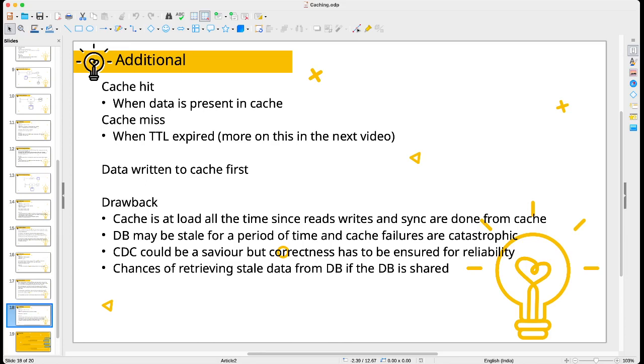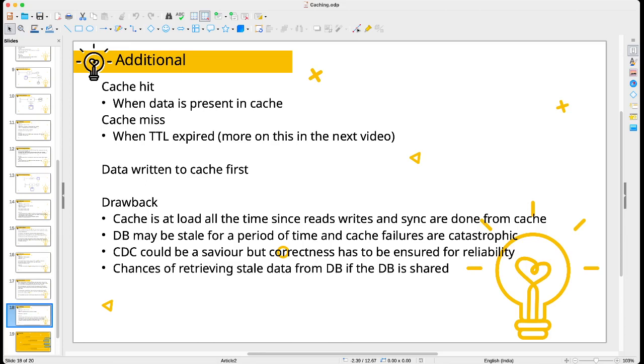Since all the reads are looked up in the cache, the cache will be under load all the time. But it is designed to scale because it's more of a lookup pattern. And the writes are also to the cache, and many people will be looking to, for example, see what you can do.